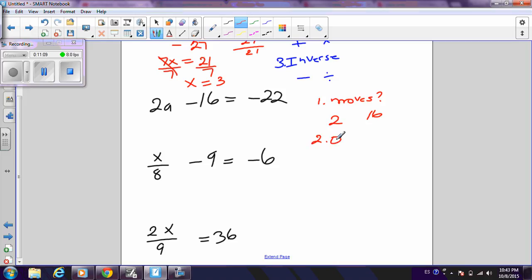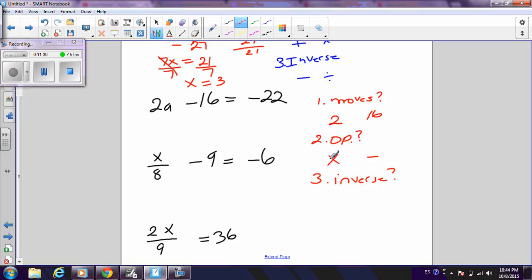All right, now the operations, right? Operations, my little abbreviation. For the 2, it's 2 times a, so for the 2, our operation is multiplication. For the 16, our operation is subtraction. Okay, what is going to be our inverse?